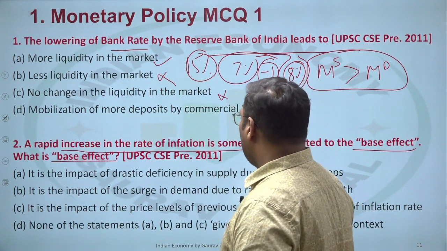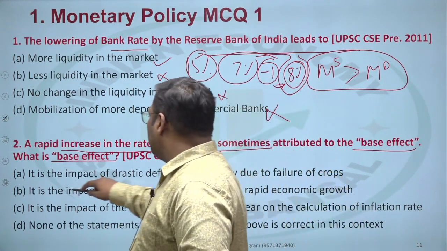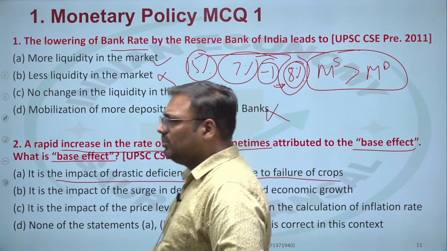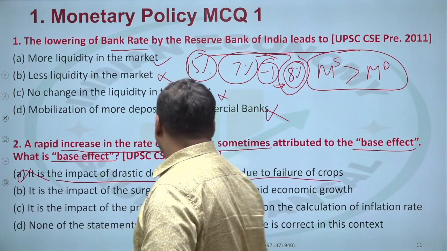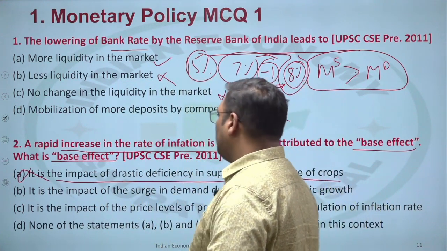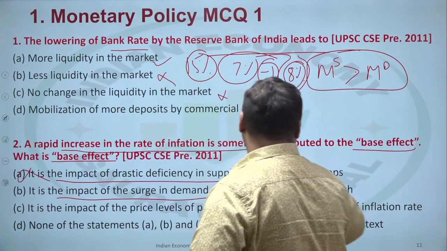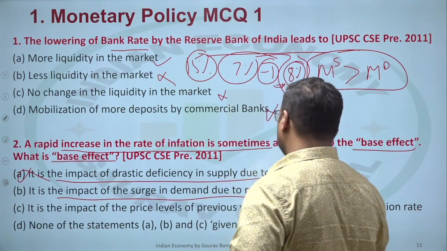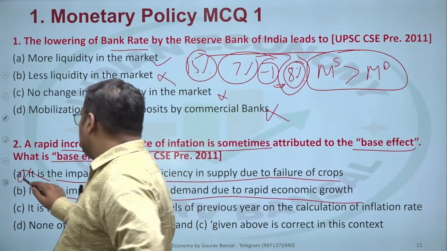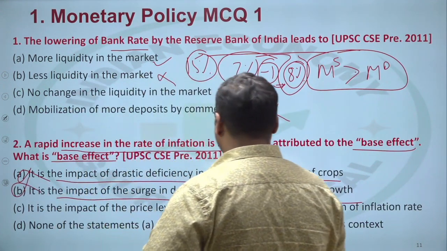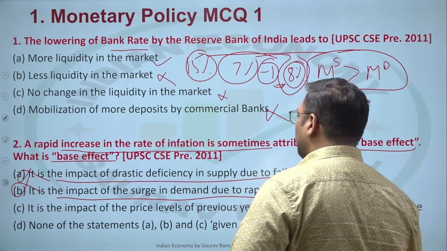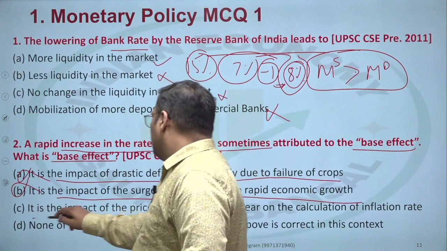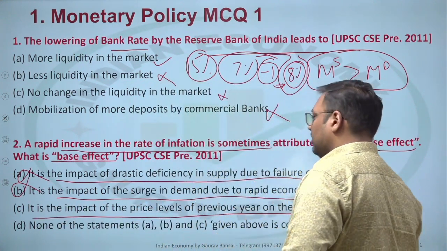Now, let us look at the options. It is the impact of the drastic deficiency in supply due to failure of crops. No, it is not related to failure of crops generally. It is the impact of the surge in demand due to rapid economic growth. Now the context here is inflation, so no, not that one. This B is actually not related to this phenomenon. C, it is the impact of price levels of the previous year on the calculation of inflation rate. That is correct.